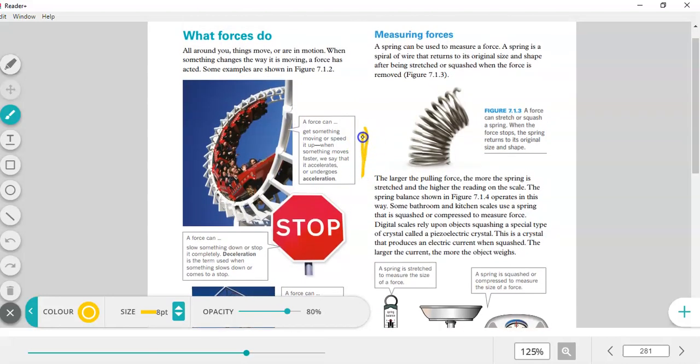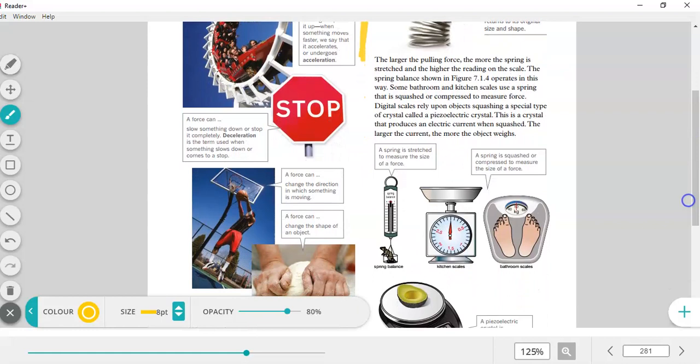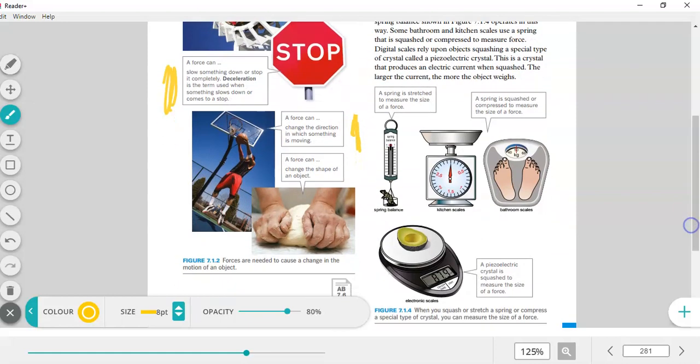A force can get something moving, can speed it up. When something moves faster, it's acceleration. When something slows down, deceleration. So it's changing a speed. A force can change the direction that something moves, and a force can change the shape of something, such as when we crush a can.